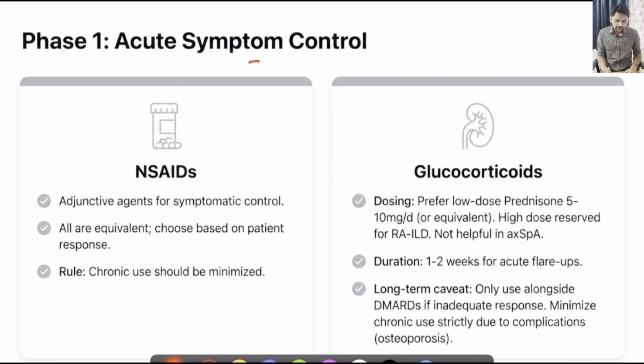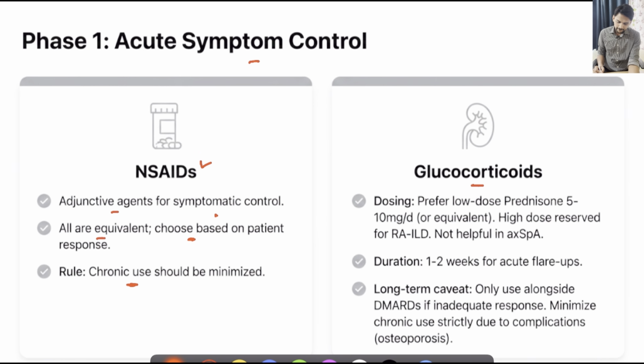Coming to the symptom control, mainly we will take the help of NSAIDs. So they act as adjuvant therapy for symptomatic control, and among NSAIDs all medications are equivalent. So we can try in that particular patient, and based on the response we can continue that particular NSAID. There is no selectivity in this particular class, and the rule is do not use NSAIDs for long term to avoid the well-known complications of NSAIDs.